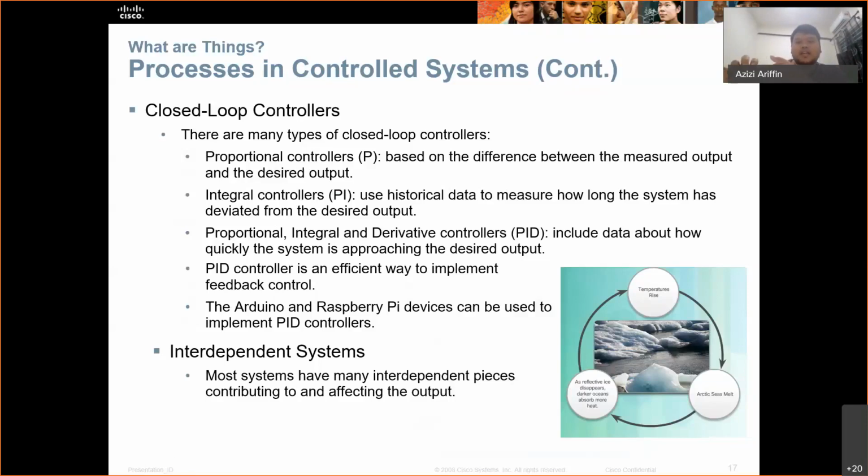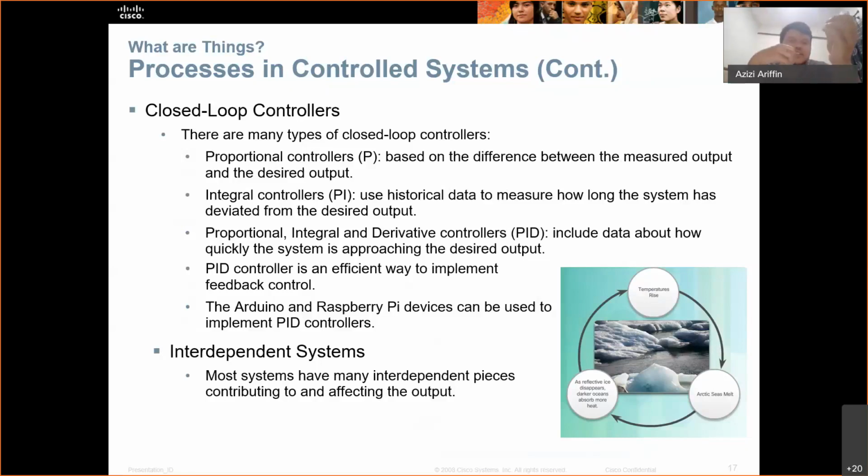Kalau output dia less than desirable value, dia akan on water pump untuk lajukan supaya flow rate of the water, of the liquid keluar daripada pipe tu sama dengan dia punya desired output. Faham tak? Faham tak konsep tu? Saya tanya dalam quiz boleh?